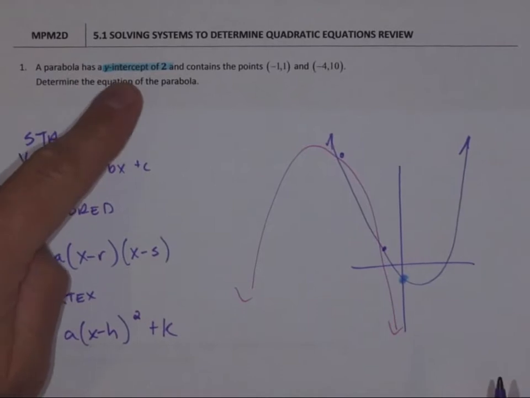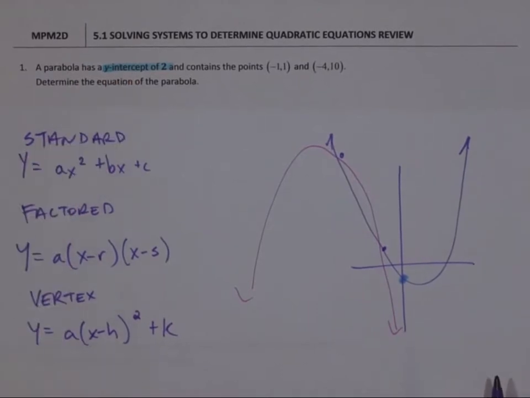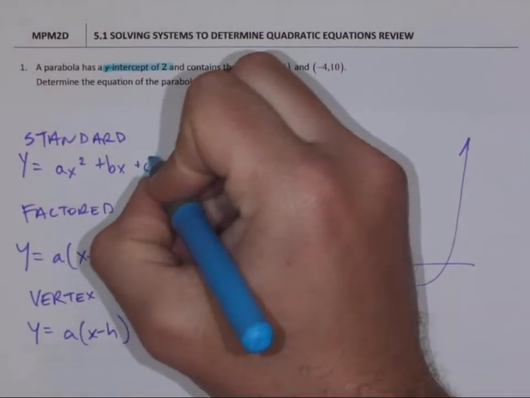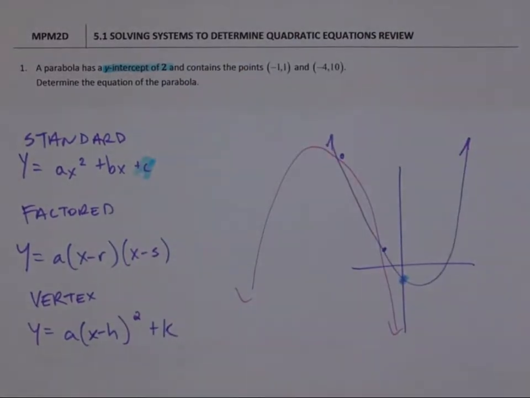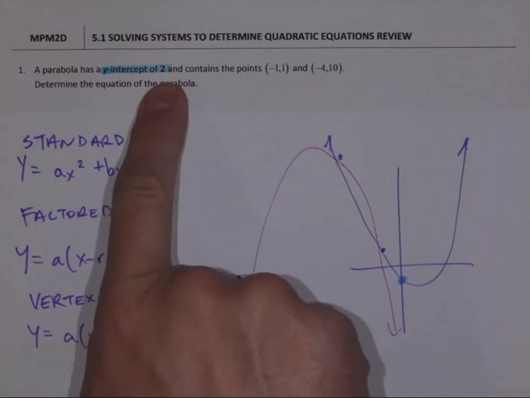Now, if the question tells us the y-intercept, we should be looking at which one of these forms we should use. Now, the y-intercept is our c value in standard form. So we're going to start with standard form. And instead of c, we can put in 2.